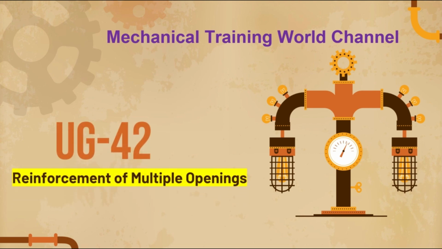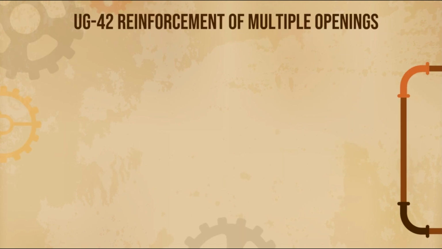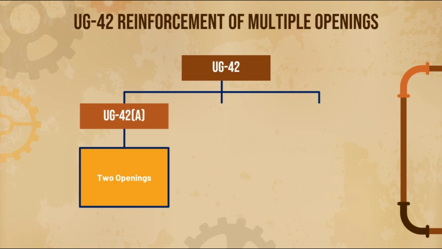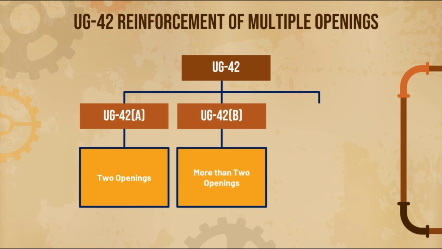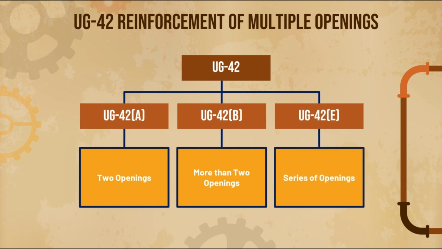Today we are going to discuss UG-42, that is reinforcement of multiple openings. In UG-42 we have three main important points. UG-42A deals with two openings. If we have more than two openings we need to follow UG-42B. If we have openings that are in series form, then we need to follow UG-42E. So don't worry guys, we will discuss one by one clearly.